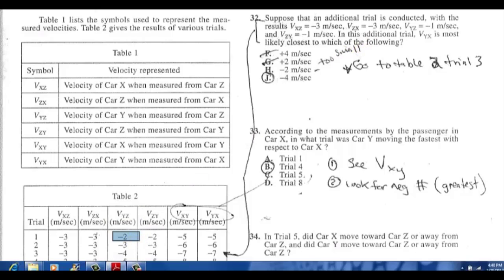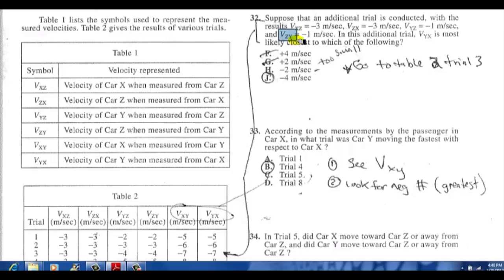If you notice that if we put our -1 above trial 1, we call it trial 1A, it would go -1, -2, -3, -4, -5. So it is the closest so far to trial 1. Let's keep moving. We come over here and they give us new information.